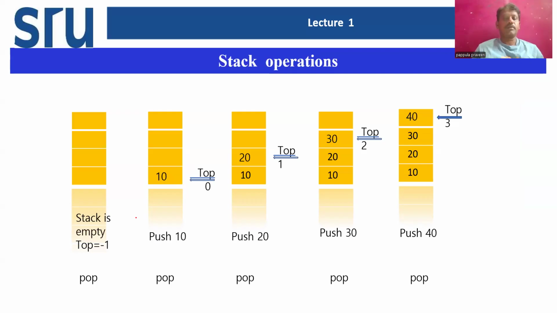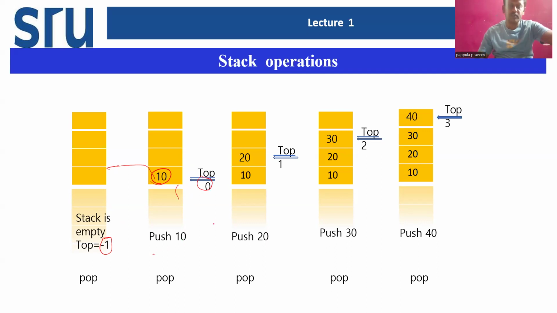Now you look here, stack is empty, top equal to -1. Initially there is no element in the stack because top equal to -1. Next, we are inserting a new element, so the top value will increment by 1. This is the first element, so top is incremented, push of 10. So the top value is now 0.